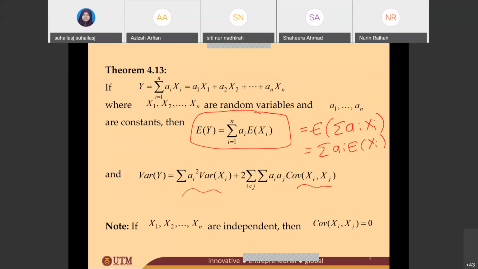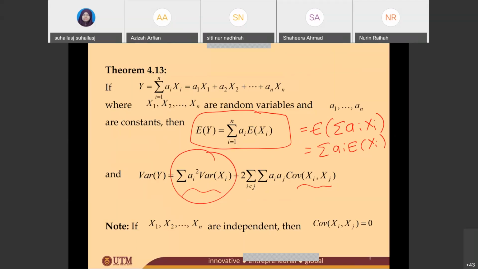So again, let's say if you have this one are independent, so you have covariance Xi, Xj is equals to 0. So you just have this term je lah kalau dia adalah independent. Setiap variable tu independent. So ini the same thing.